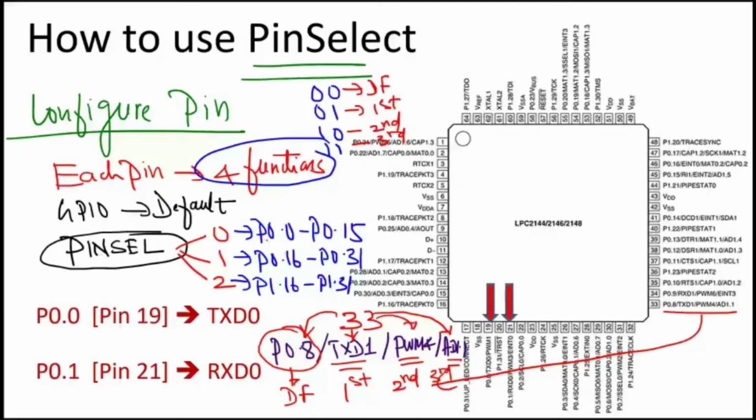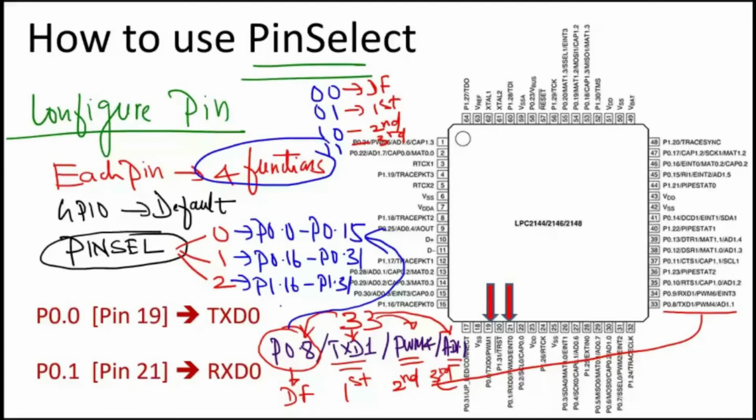For port 0.0 to 0.15, we have to use pin select 0. Pin 33 is port 0.8. Port 0.8 is falling under which pin select? Pin select 0. So this is the pin select SFR that I have to deal with. The appropriate pins have to be very carefully dealt with. So that is the physics behind pin select.